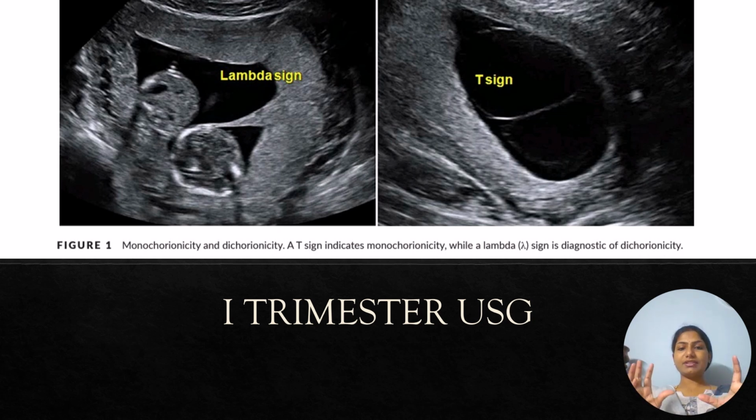So now the number of gestational sacs will define the chorionicity. The number of yolk sacs will define the amnionicity. Okay, so first thing is to identify the number of gestational sacs, the number of yolk sacs, and also to see the presence of cardiac activity.